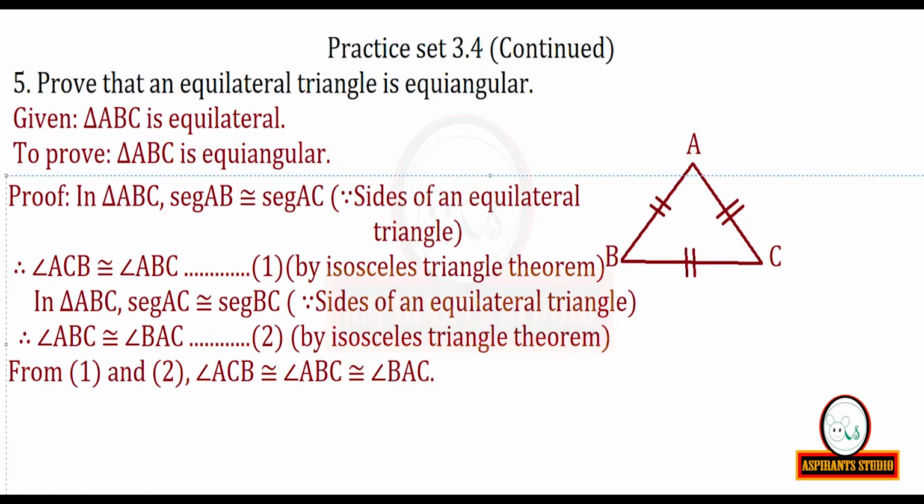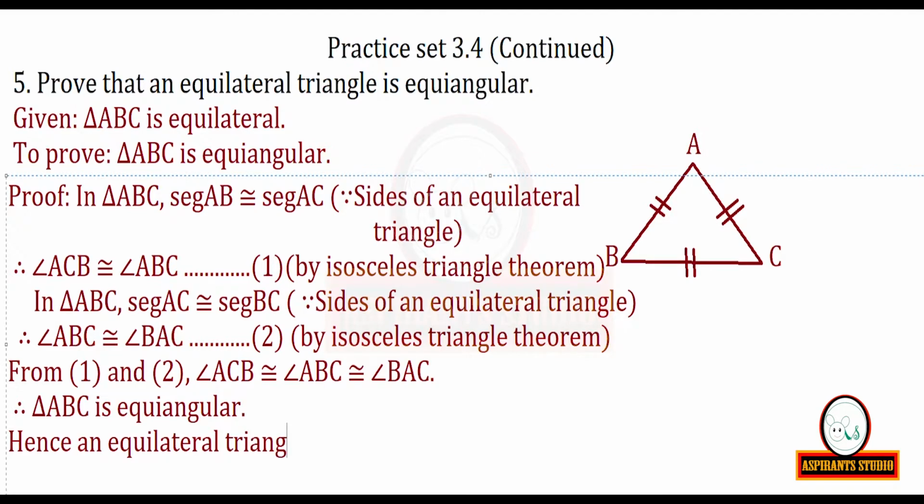Now we have all the three angles of this triangle to be congruent. So triangle ABC is equiangular. Hence we prove that an equilateral triangle is equiangular. An equilateral triangle is equiangular.